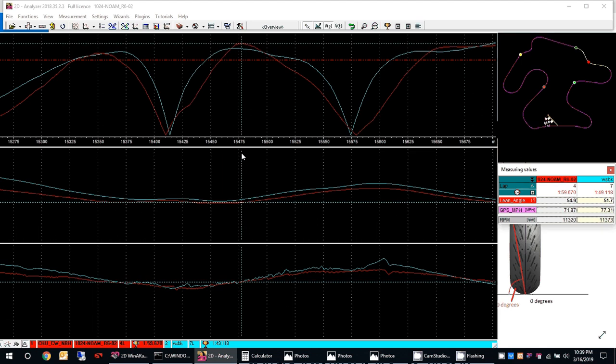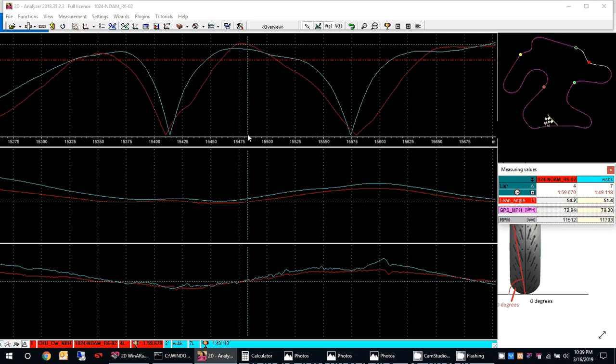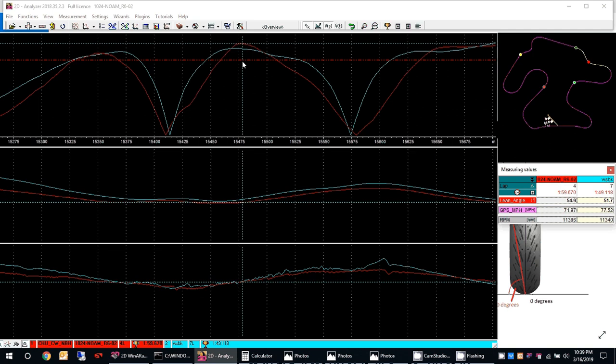Basically, what we're seeing here in turn 12, I'm in red and the world superbike rider is in the light blue. At this point in the track in turn 12, I'm leaning almost 55 degrees with 72 miles an hour, and he's leaning 51 and a half degrees with almost 78 miles an hour. So I'm leaning more and going slower at that exact moment, and he's leaning not as far, and going more miles an hour.